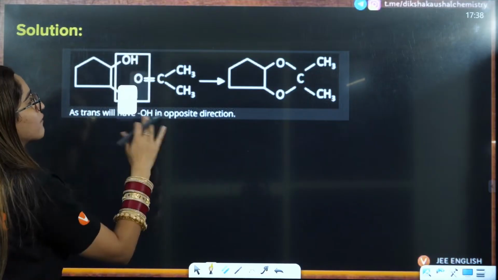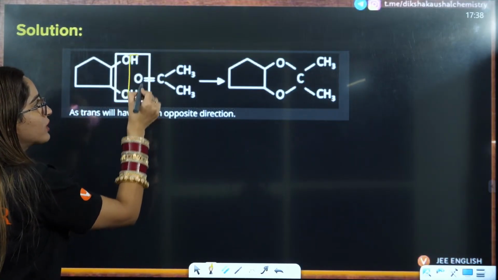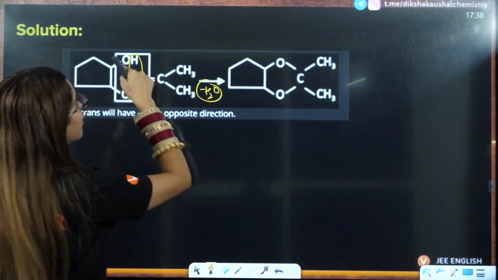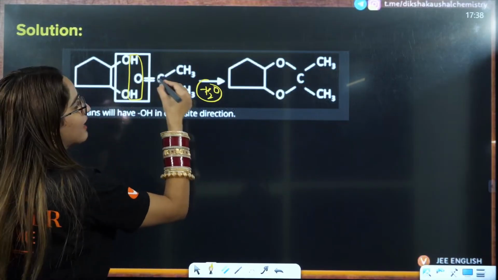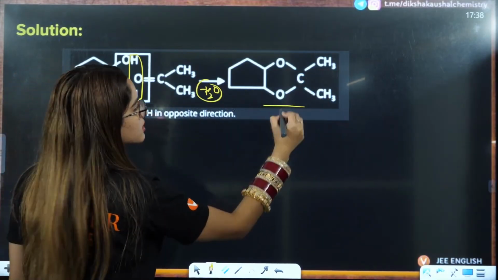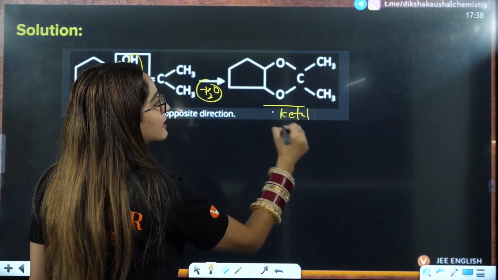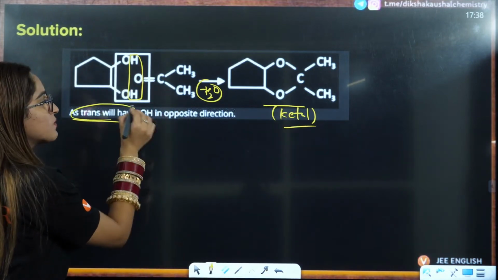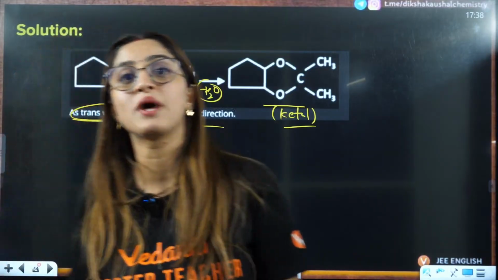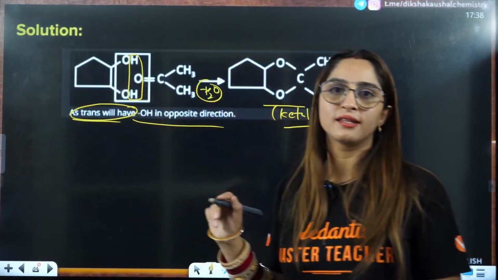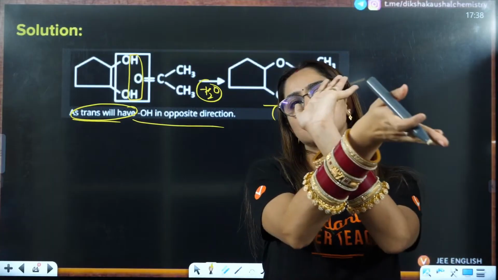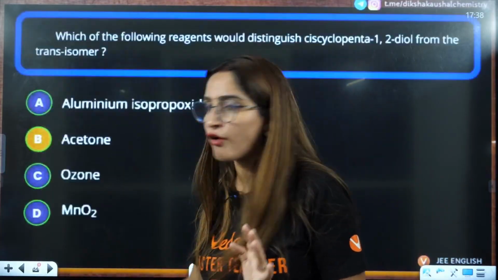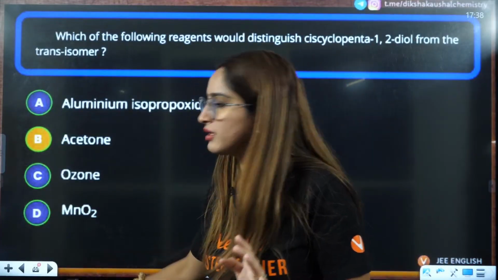So here what you have is elimination of water, hydrogen and oxygen, and you have the formation of O, and this is C, CH3, CH3. That means you have the formation of a kind of ketal here, right? And here you will see trans will have OH in the opposite direction. That is why there will be no reaction like this, because one is in this position, the other is at this angle. So there will be no symmetry to have this kind of reaction for trans. That is why that is not possible.